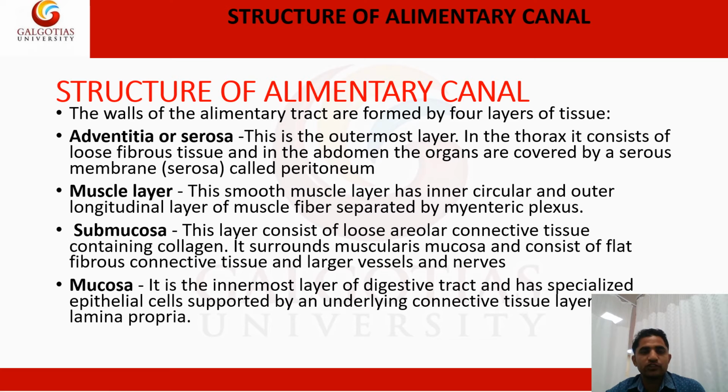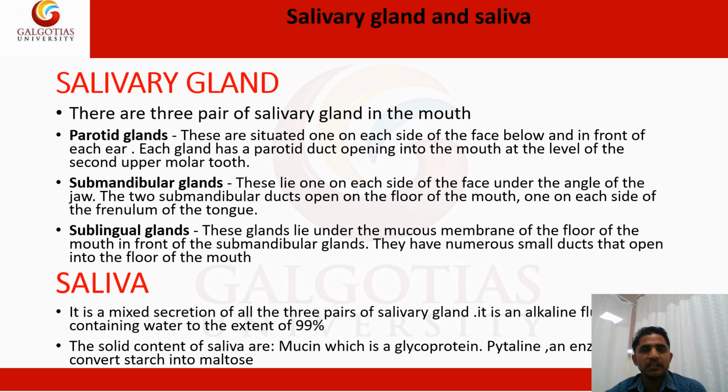So in the mucosa we have special epithelial layers of cells. They reproduce rapidly when they are destroyed or ruptured by the digestive enzymes. So they have to be recovered very fast, because digestion is an ongoing process and they are regularly damaged by your enzymes. Then come to the salivary glands.